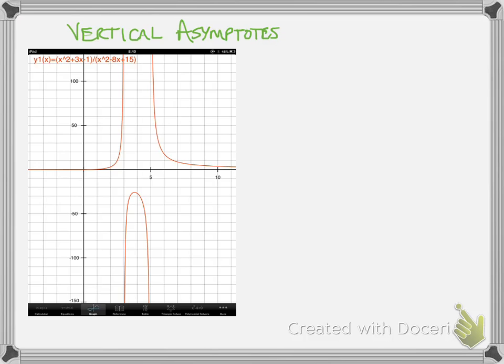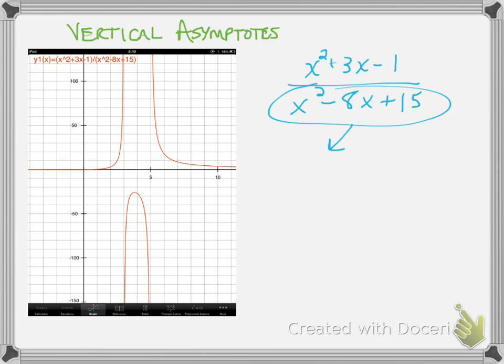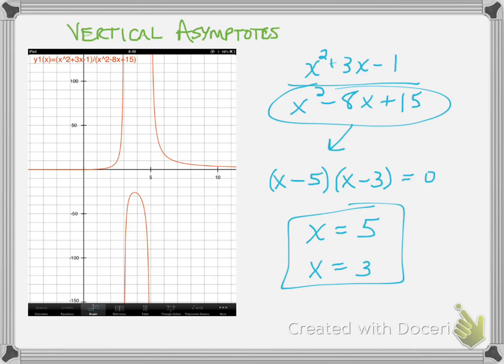If we take a look at this function, (x squared plus 3x minus 1) over (x squared minus 8x plus 15). So again, if the question we're dealing with is how do I find vertical asymptotes, I really don't need to look any further than the denominator and just setting that equal to 0. So in this case, that would be (x minus 5)(x minus 3) equals 0, and therefore we have restrictions at 5 and at 3, and those would be our vertical asymptotes.